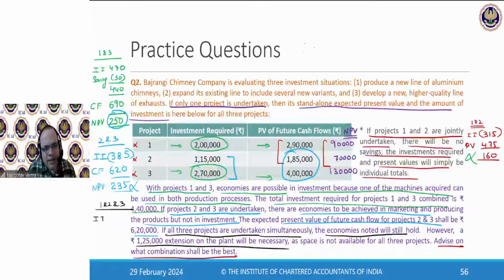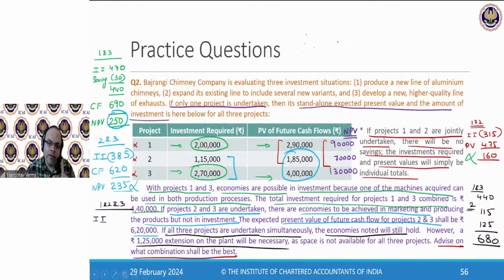what is my initial investment, guys? I think economy was there in 1 and 3. So 1 and 3 was 440. Project 2 is 115. And there is 125 additionally required. So I'm getting 680 as a total outflow. If all the three projects have to be taken, 680 is the total outflow.